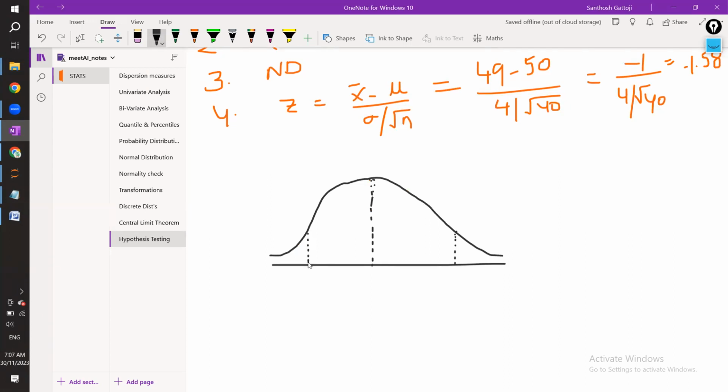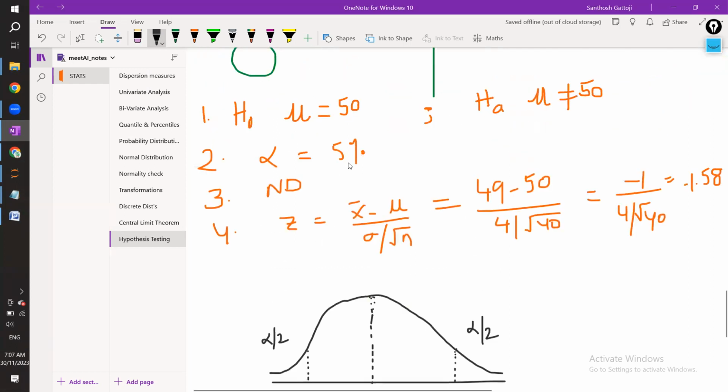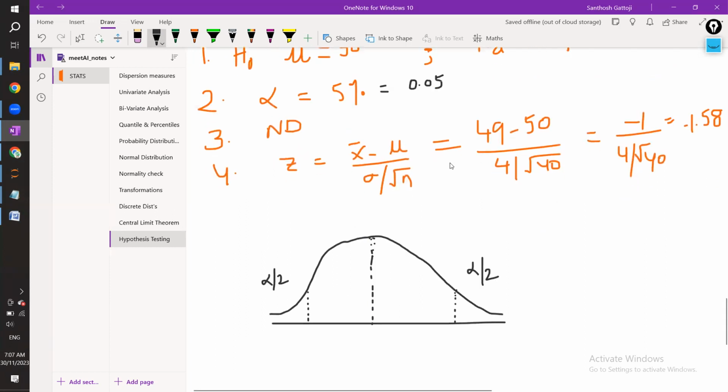Now this side will be alpha by 2, and this side will be alpha by 2. What is alpha? Alpha is 5%, guys. 5% is how much? 0.05. So both sides 0.025, right, Santosh? Correct. So this will be Z at alpha by 2.